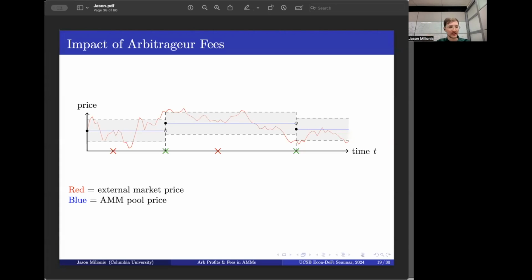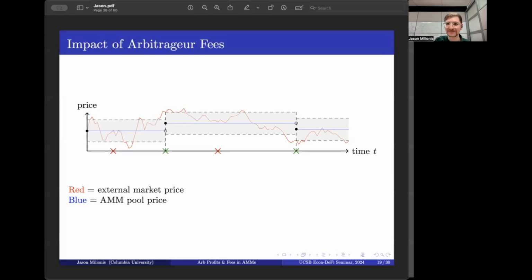So what do you see here again? You see these red arrows, the red arrivals, right? On these red arrivals, nothing actually happens, because the price of the pool at that moment and the external market price are within this band of negative marginal profit for the arbitrageur. So the best thing for the arbitrageur to do on these red arrivals is not to trade. And okay, now let me focus your attention.